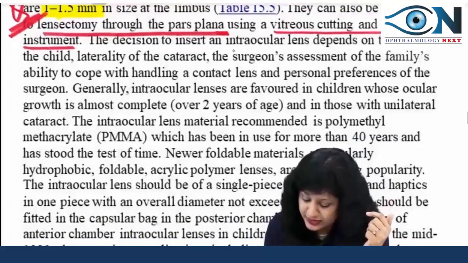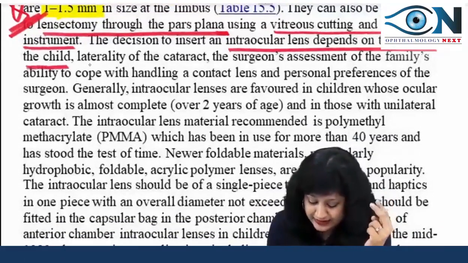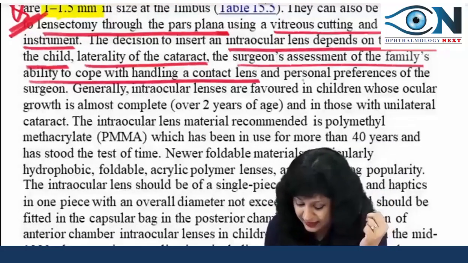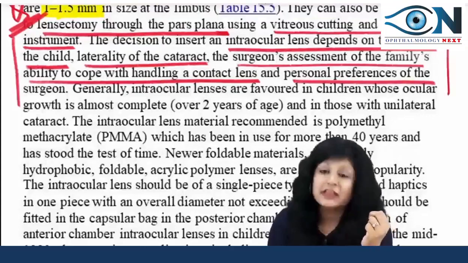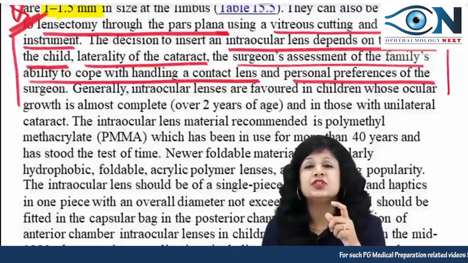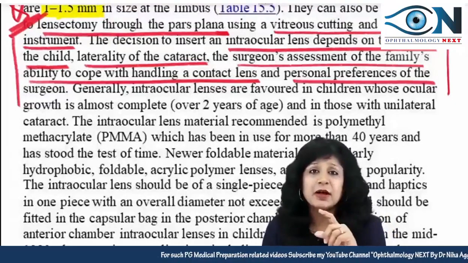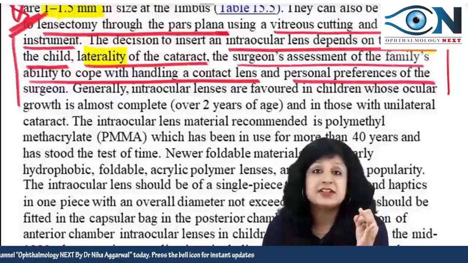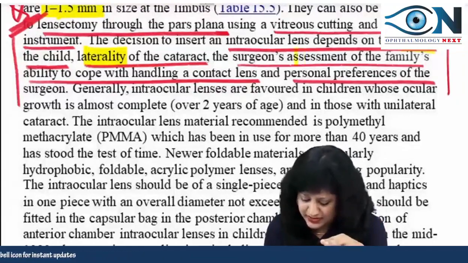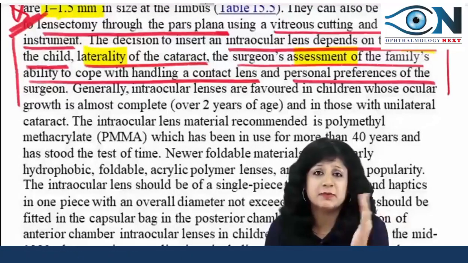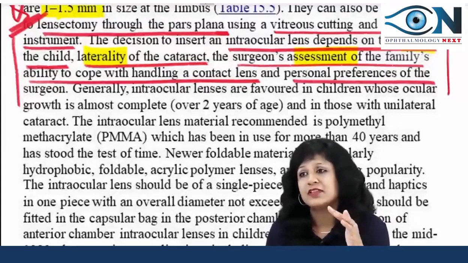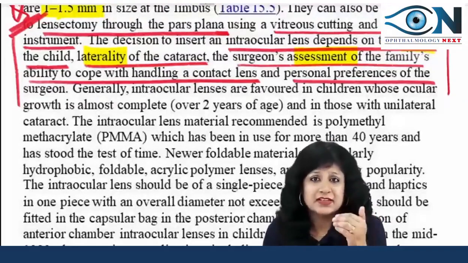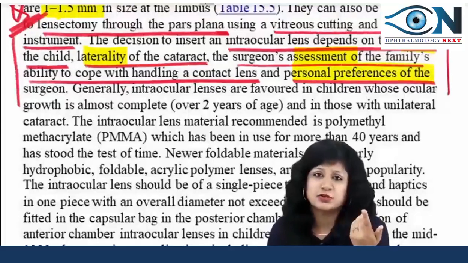The decision to insert the intraocular lens depends upon the age of the child, the laterality of the cataract, the surgeon's assessment of the family's ability to cope with handling a contact lens, and the personal preferences. So there are so many things which will guide the surgeon to decide about the intraocular lenses. It is first the age of the child, then laterality, whether it is unilateral or bilateral, then the surgeon's assessment of whether the family would be able to cope with the contact lens or not. If yes, then we can give the intraocular lens at a later stage. If we feel no, then we can provide it early, as well as the personal preferences of the surgeon.